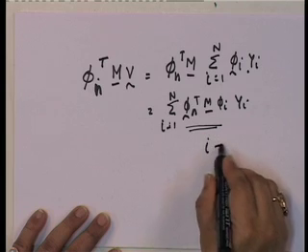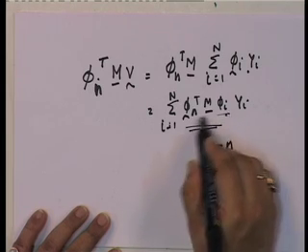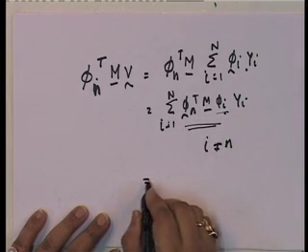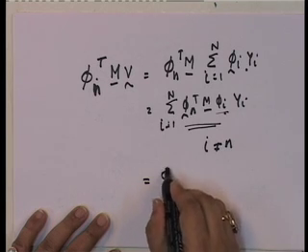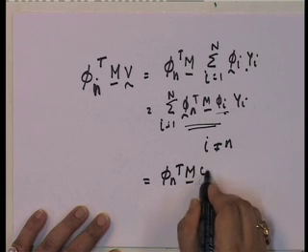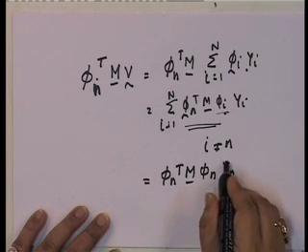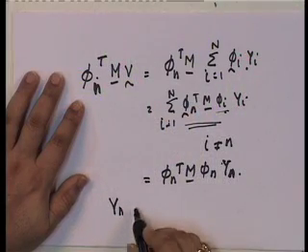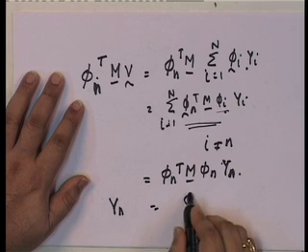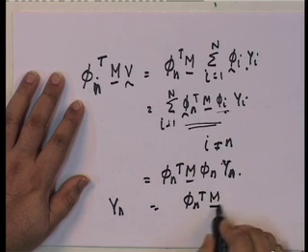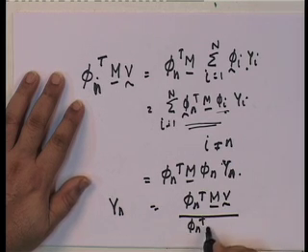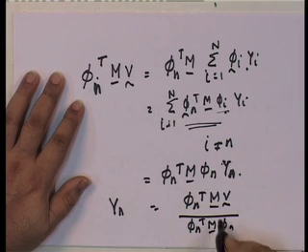This we know that if i is not equal to n, this is equal to 0. Okay? This is equal to 0. So, therefore, what does this become? This then becomes the following: only the term phi n transpose m phi n and y n. So, now, what is the modal amplitude equal to? It is equal to phi n transpose m v upon phi n transpose m phi n.